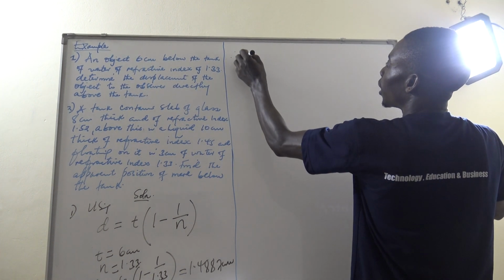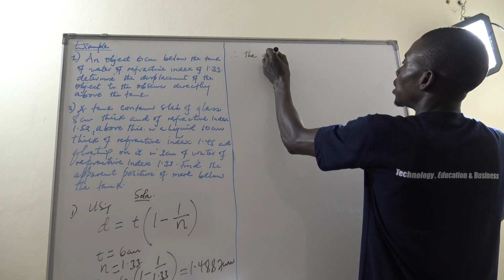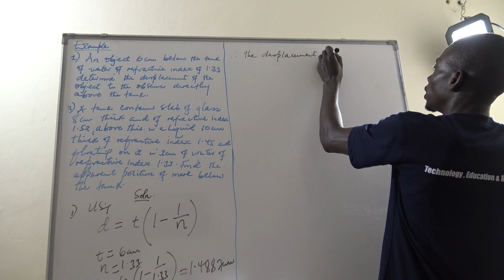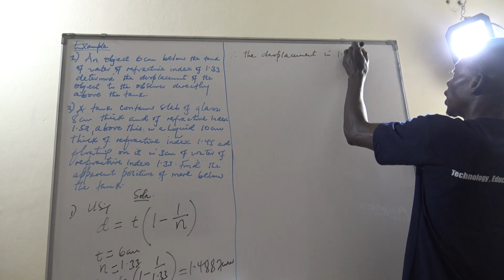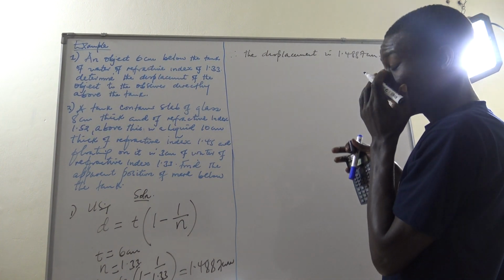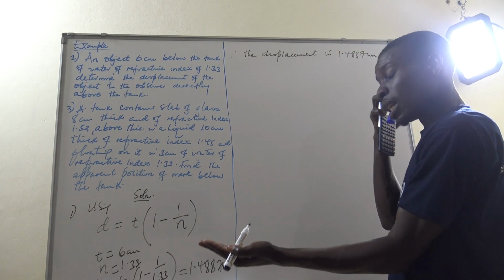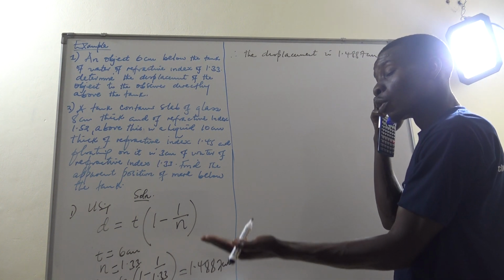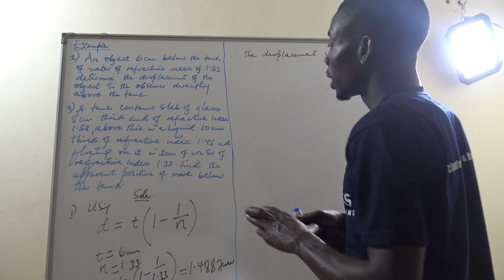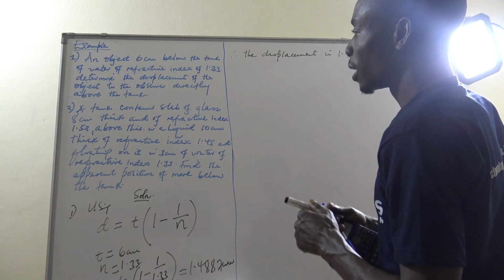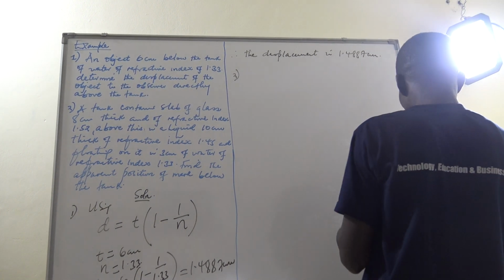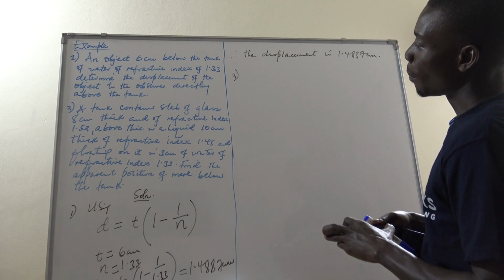So you can make the conclusion and say the displacement of the object will be 1.4887 centimeters. So that is how far it will move from the actual position. It will appear to have moved upward through that distance, what we are calling the displacement. And then we can go to number 2.